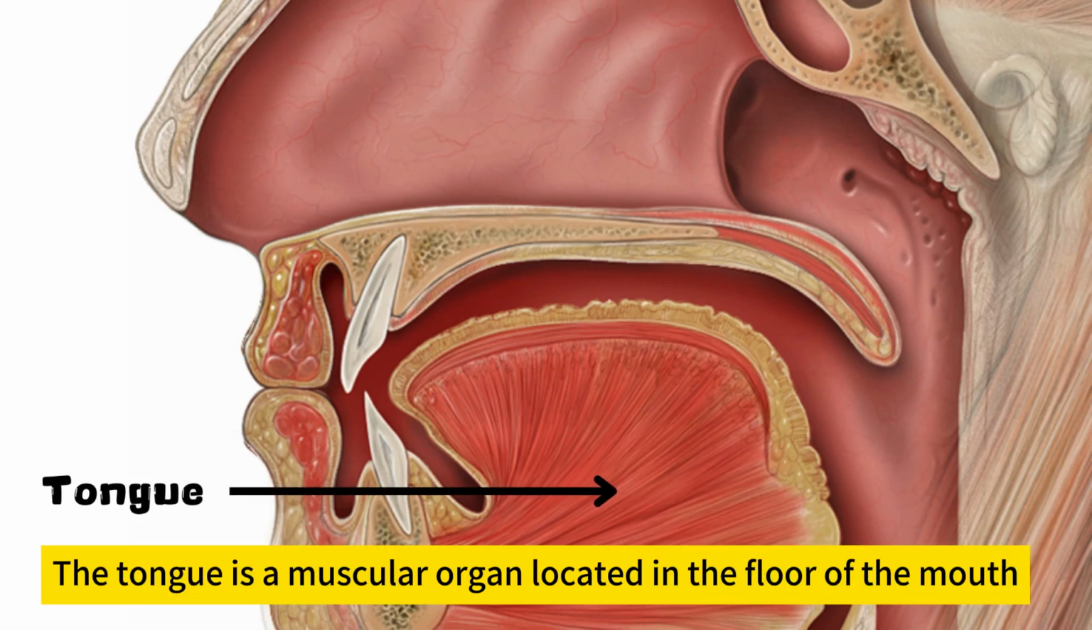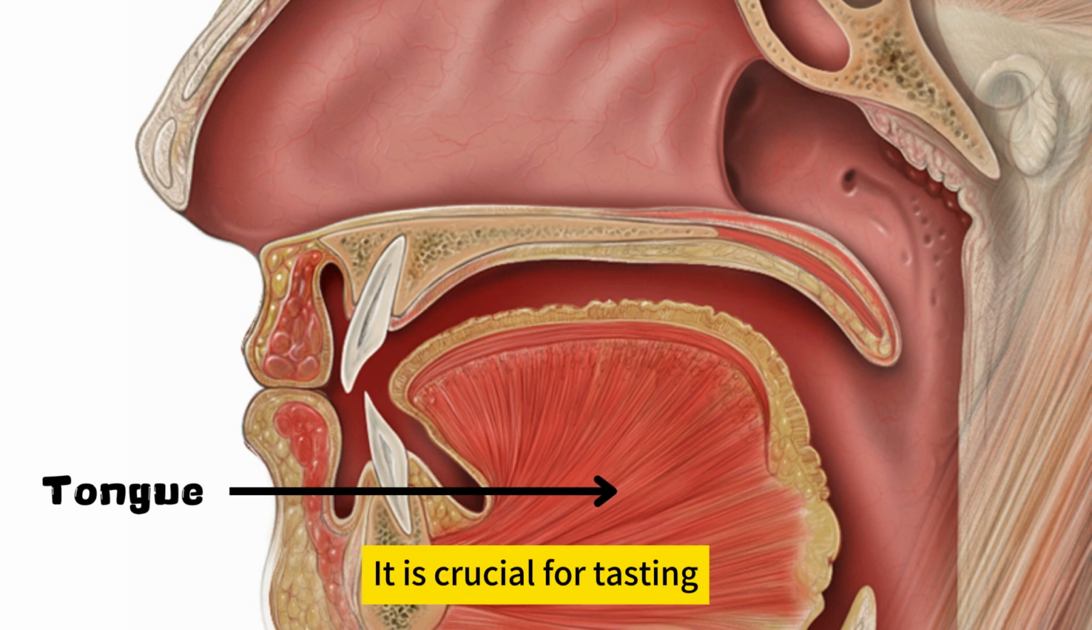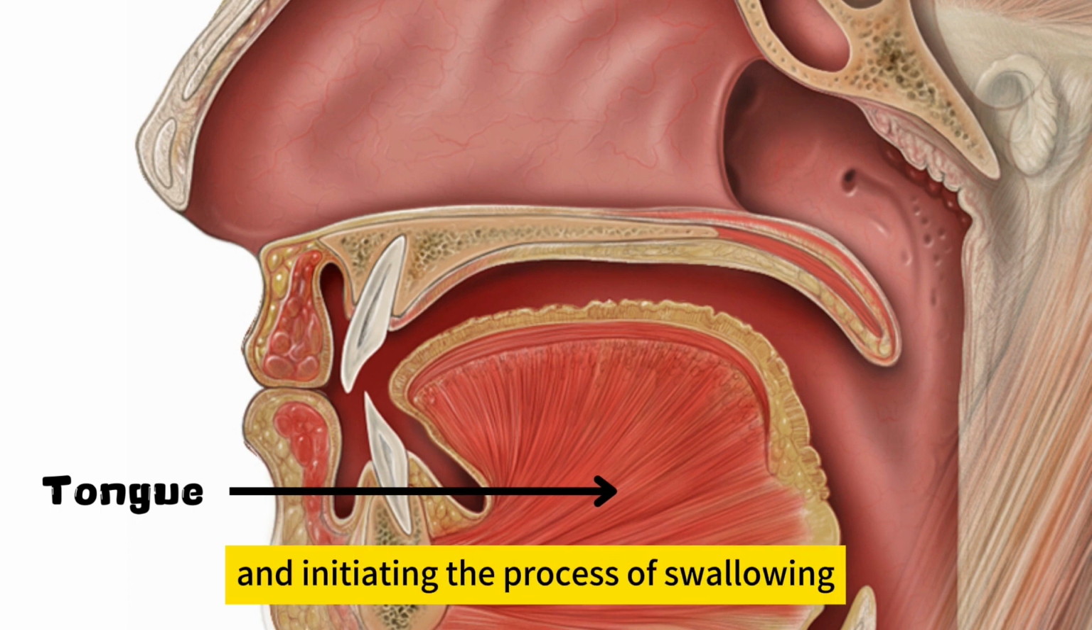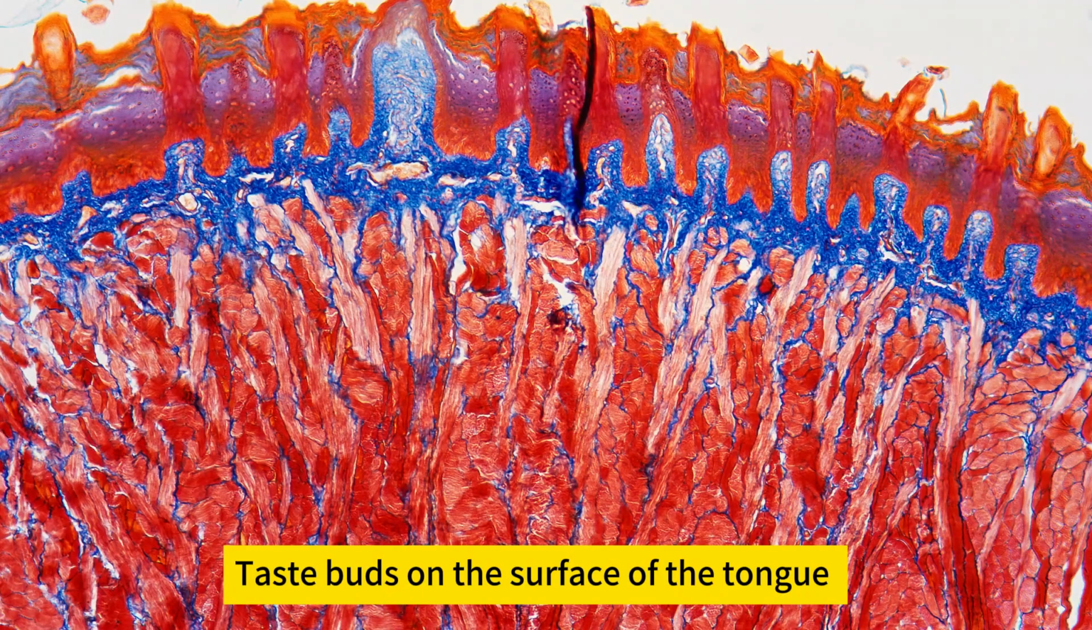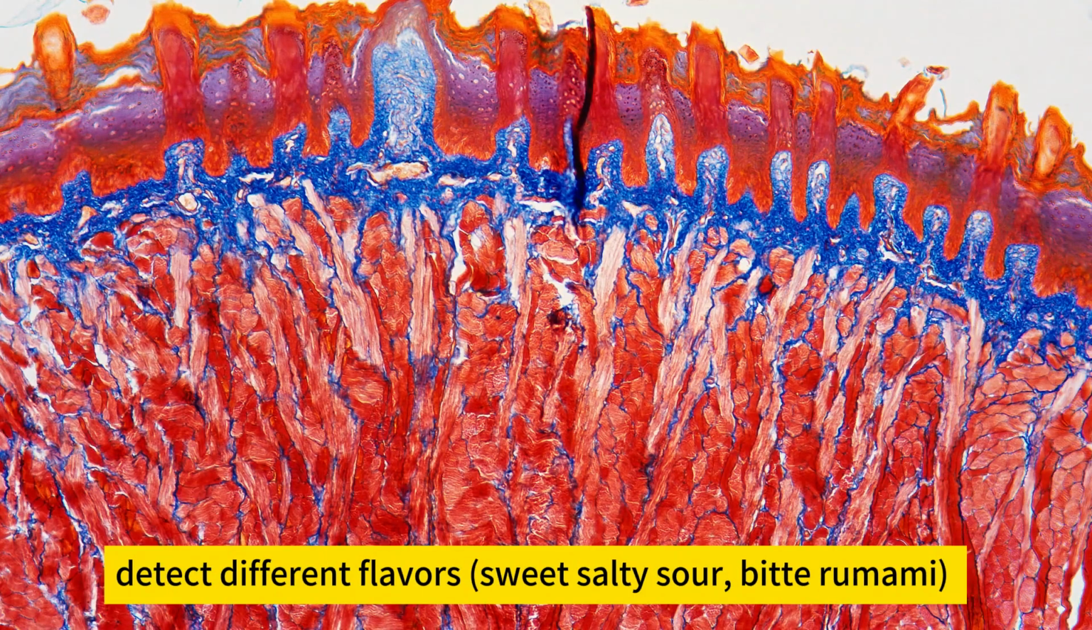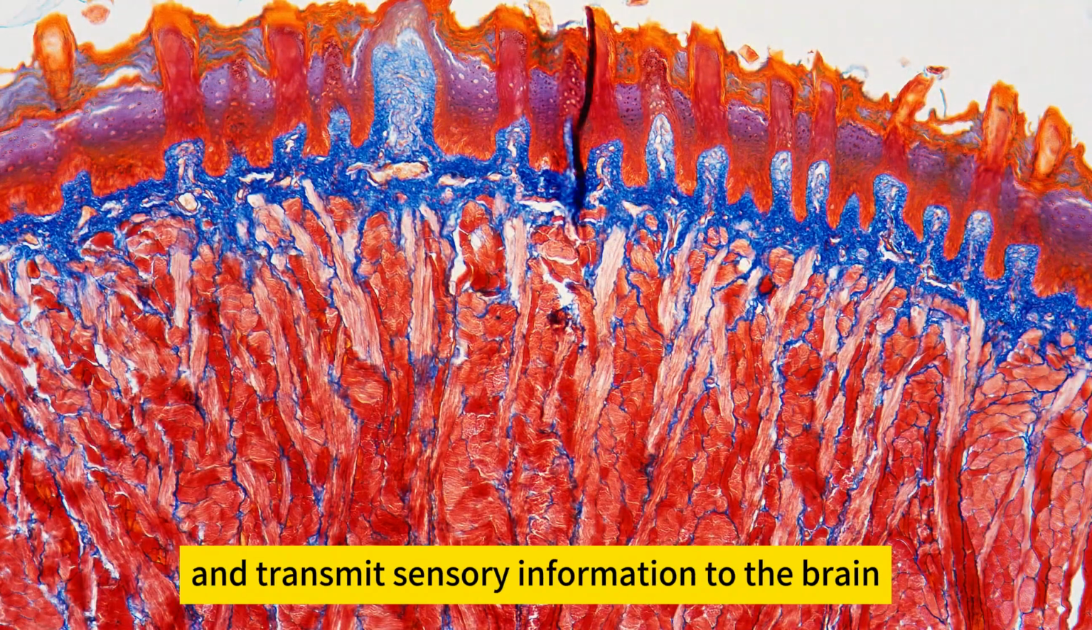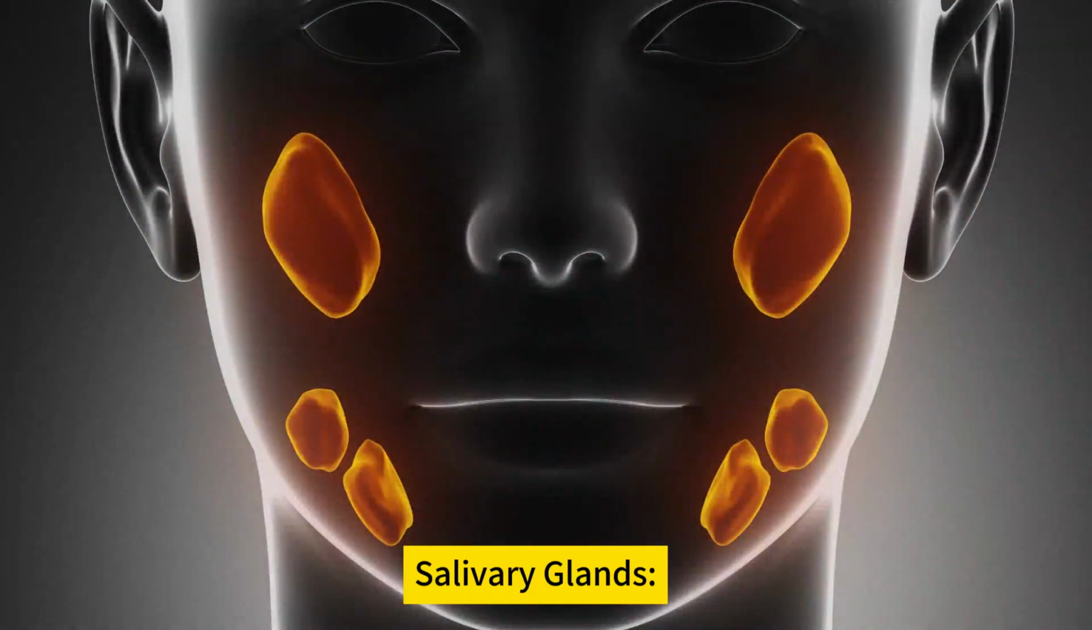Tongue. The tongue is a muscular organ located in the floor of the mouth. It is crucial for tasting, manipulating food, and initiating the process of swallowing. Taste buds on the surface of the tongue detect different flavors: sweet, salty, sour, bitter, umami, and transmit sensory information to the brain.